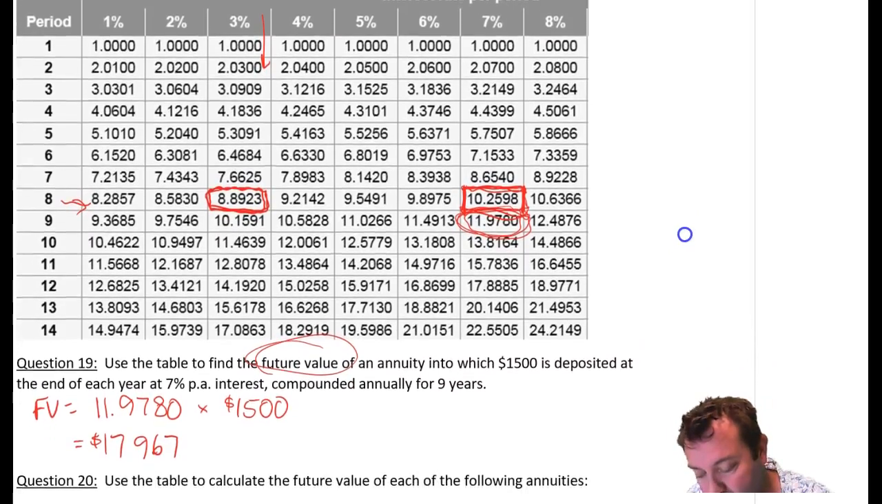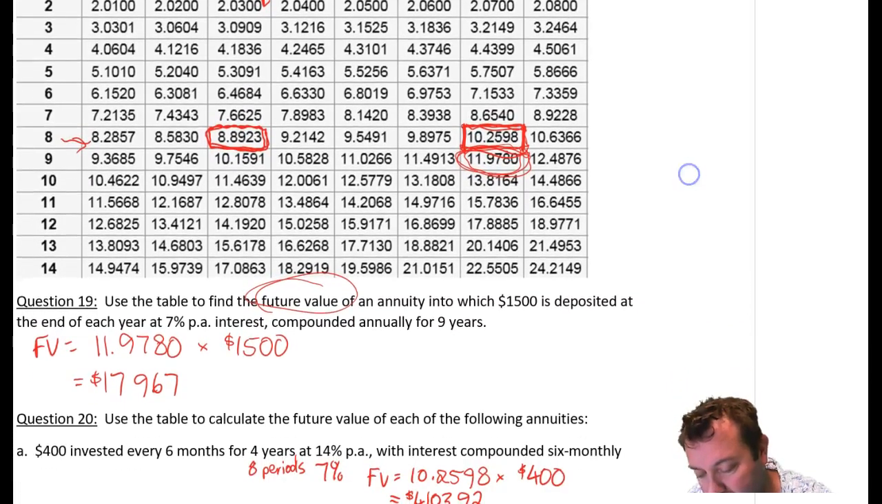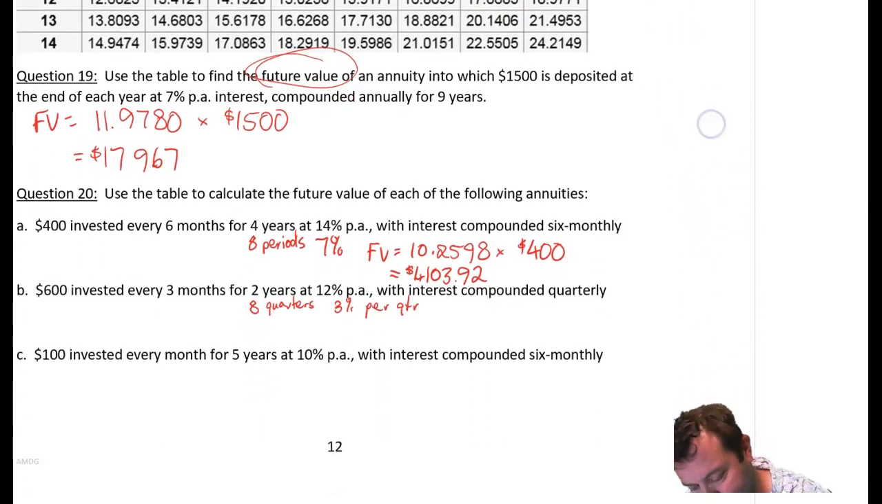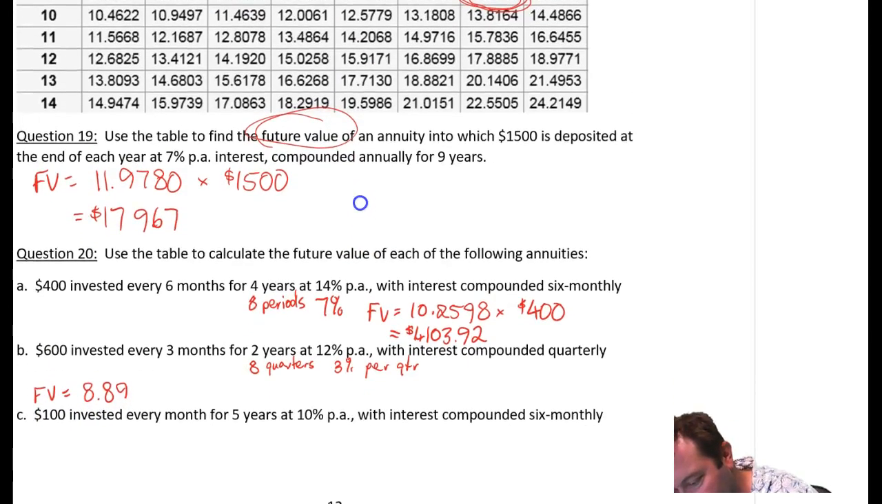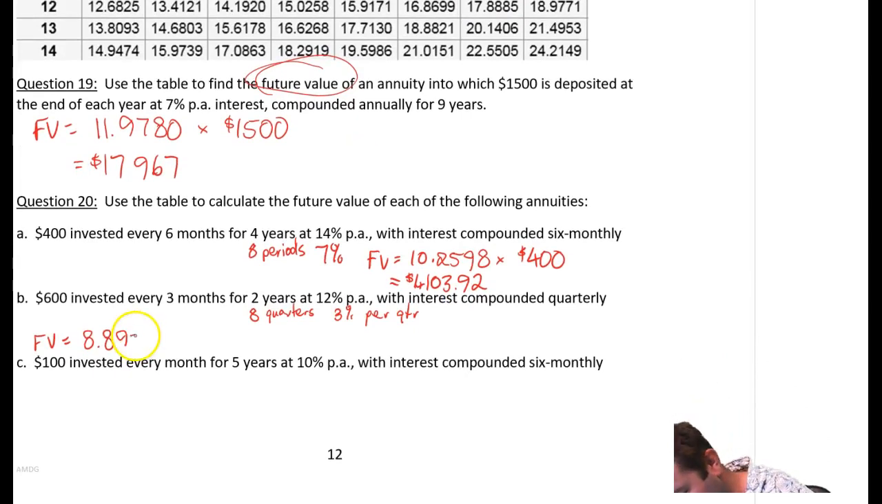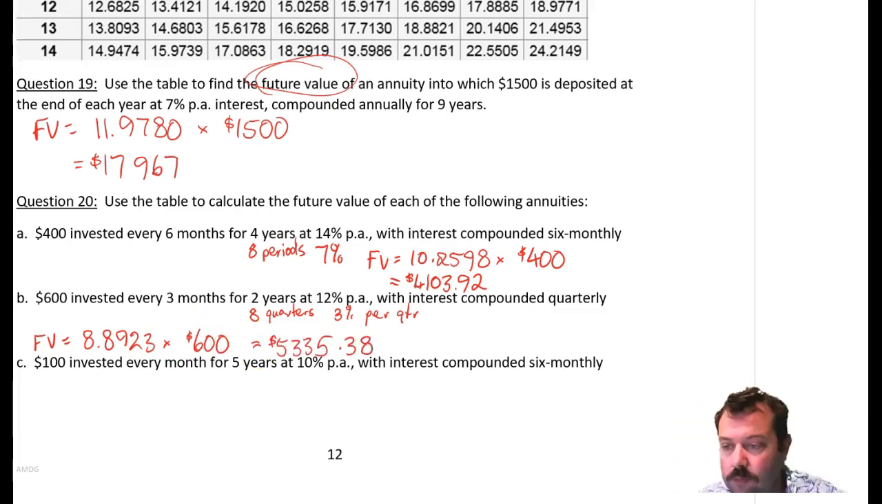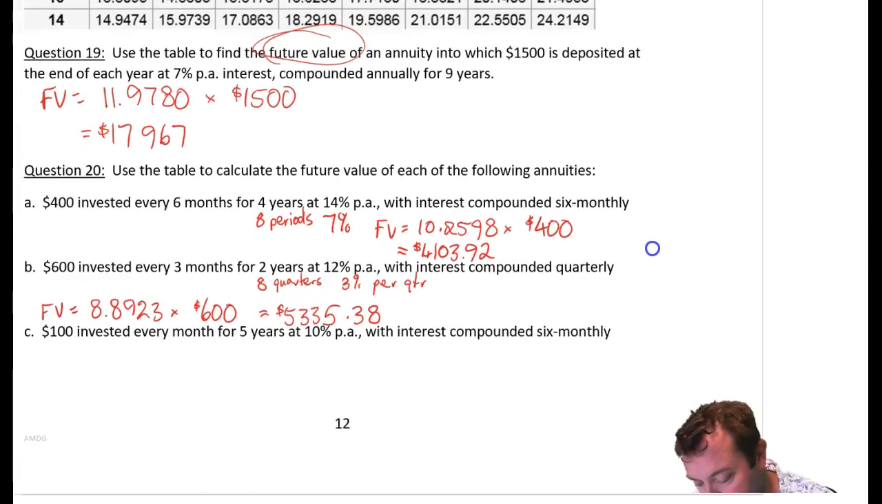There's my 3%, there's my 8 contributions, and I get 8.8923. So we've got 600. My future value equals 8.8923 times the 600, right, and that's going to be equal to, I don't like stringing my equals together, but okay, so that gives us a future value of $5,335.38.